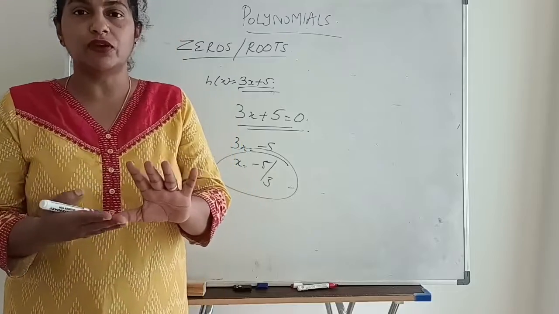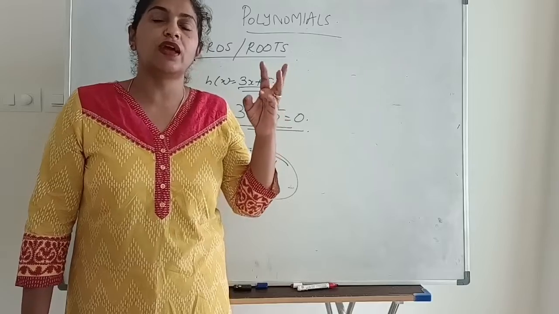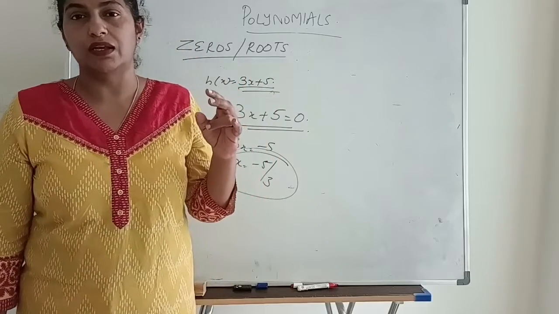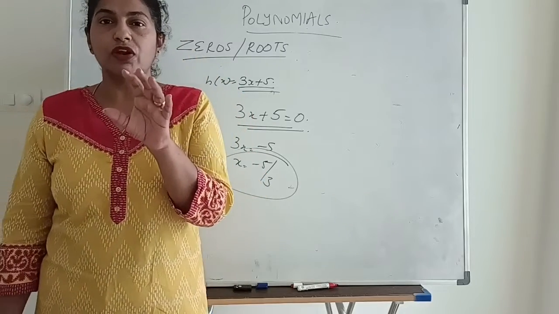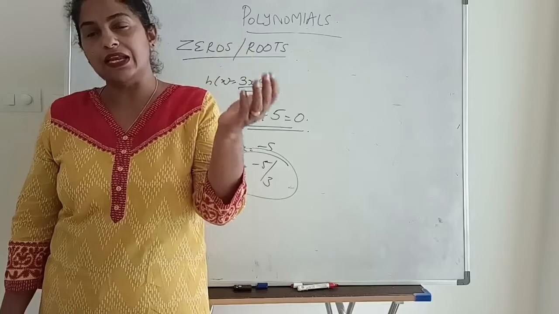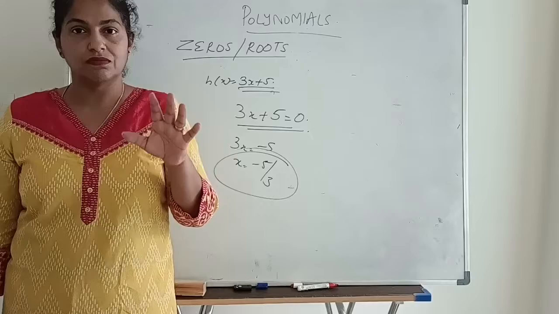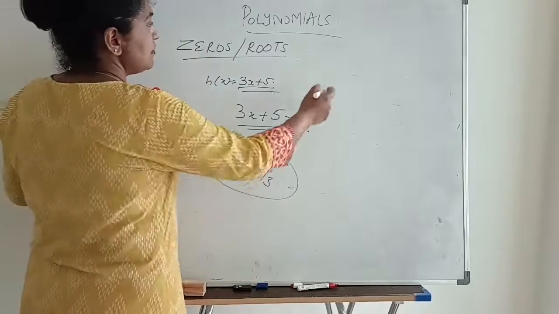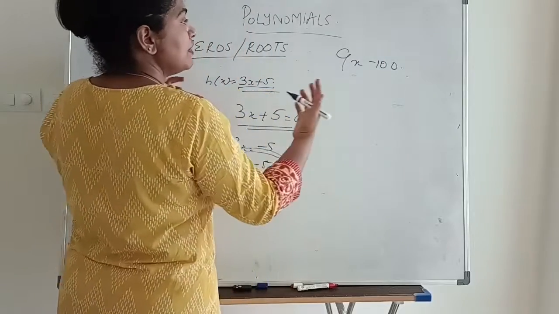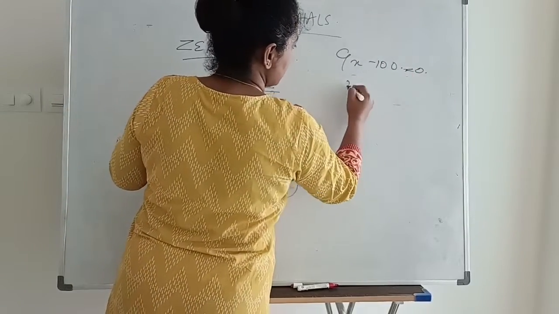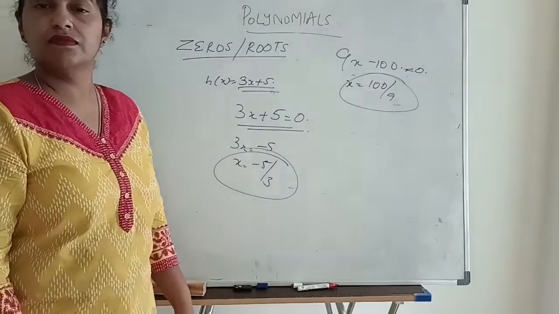So a quadratic polynomial can have 2 zeros. So in the previous example that we did, we saw that 2 and 3 were the zeros of the polynomial. So a cubic polynomial can have 3. So depending upon the degree of the polynomial, that many zeros a polynomial can have. So a biquadratic polynomial can have 4 zeros. Okay. Now let us find the 0 of the polynomial 9x minus 100. So you know that you have to equate the polynomial to a 0. Find the value of x. x is equal to 100 by 9. Clear?